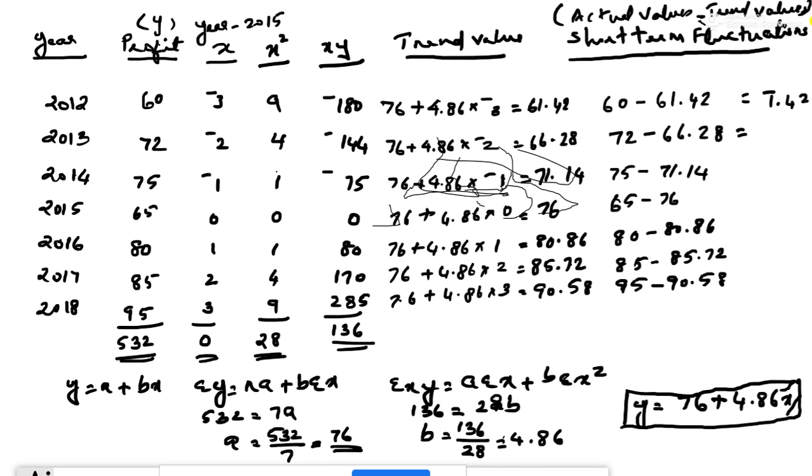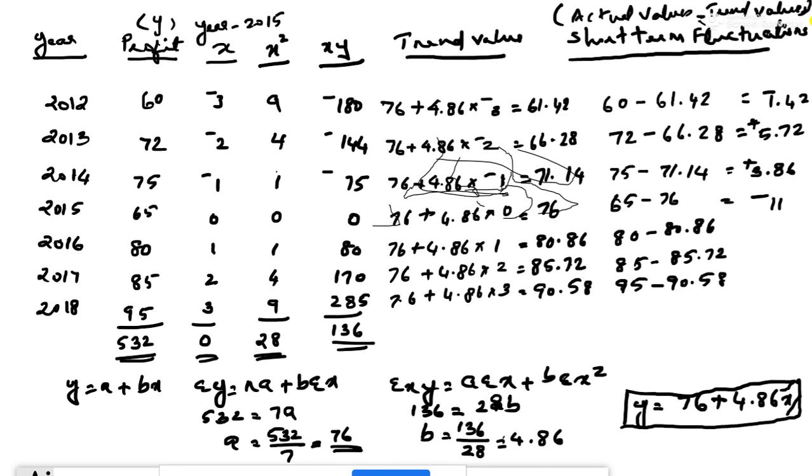Then 72 minus 66.28, that is plus 5.72. Then it is 75 minus 71.14, that will be plus 3.86. Then it is 65 minus 76, that is minus 11.